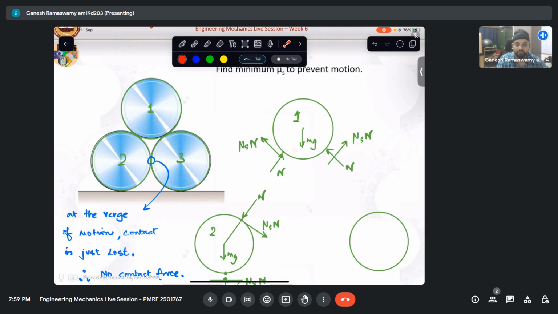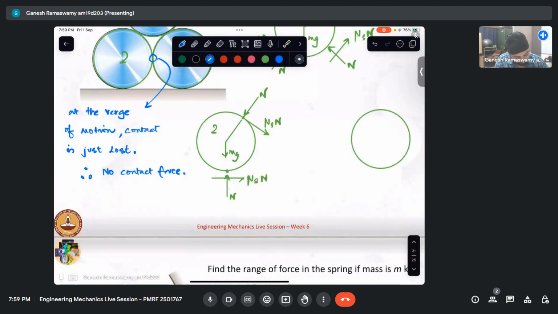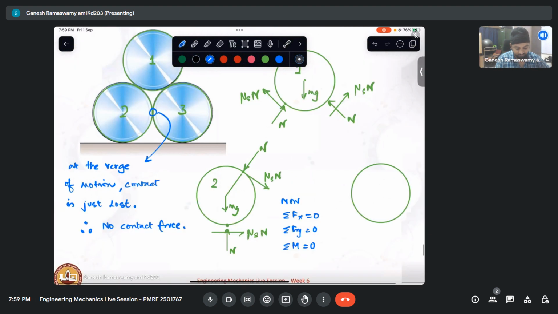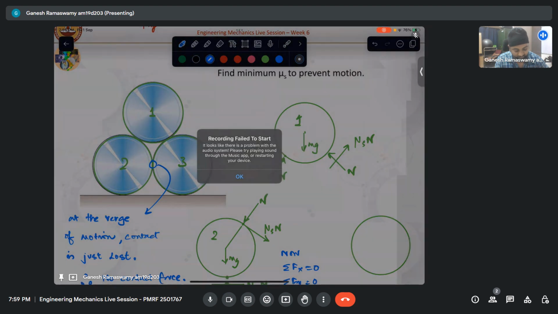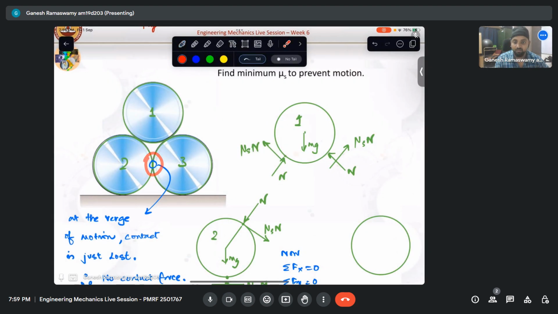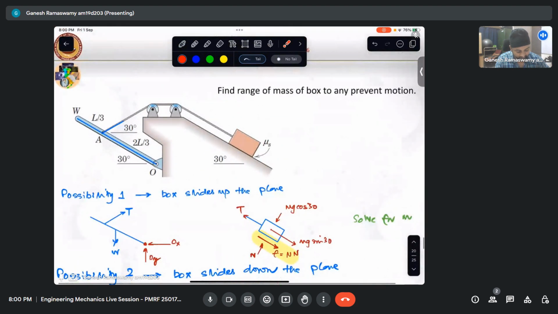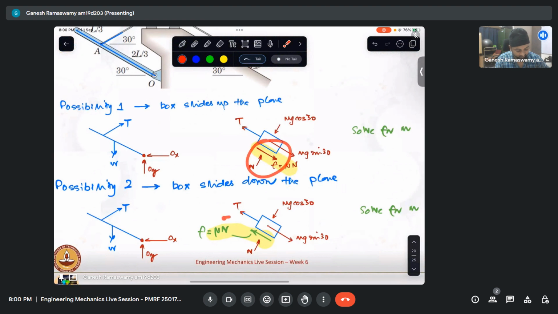Now apply sigma fx equaling 0, sigma fy equaling 0, and sigma m equaling 0. By that, we can solve this easily. So I'm just highlighting the key aspects that we need to take care of. For example, here, we need to realize that the contact will be lost there. For this, we need to understand that friction reverses its direction for understanding M.